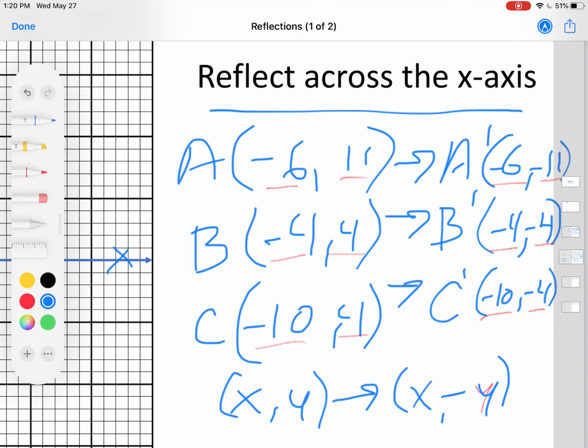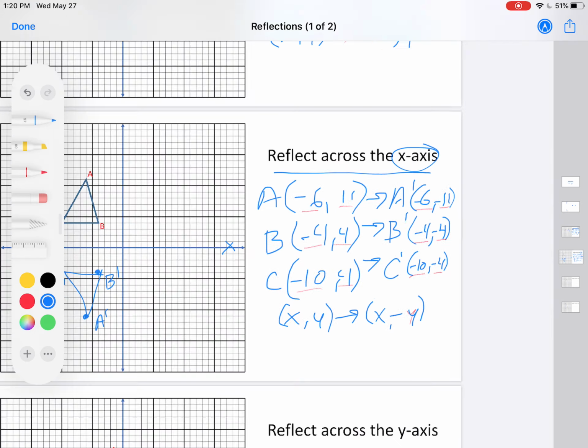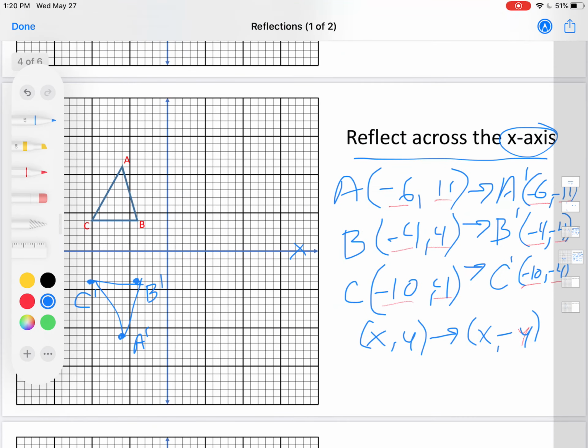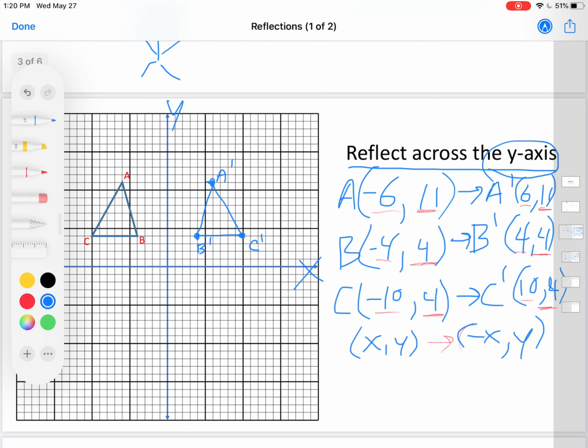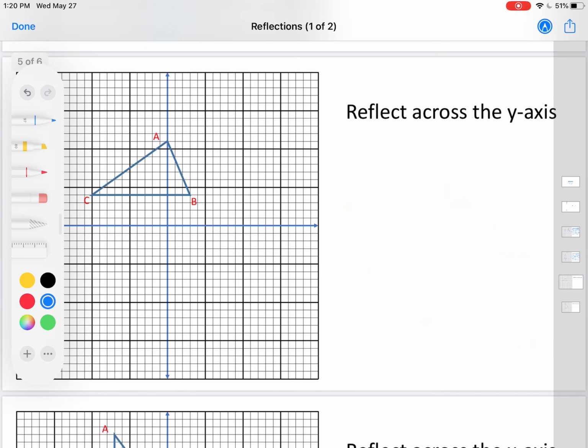Which one changed this time? The y coordinate changes. When you go across the x-axis, the y coordinate changes because what you're doing is going up and down. And which axis controls up and down? The y-axis controls up and down. Notice it's crisscrossy. X-axis, y changes. Y-axis, x changes. Okay, let's do a little practice.